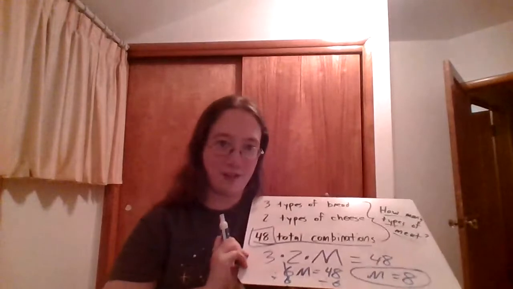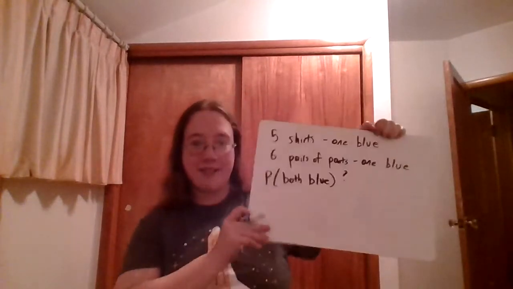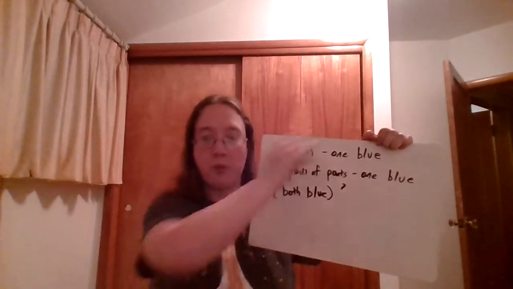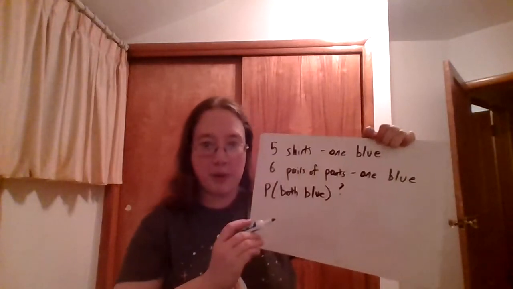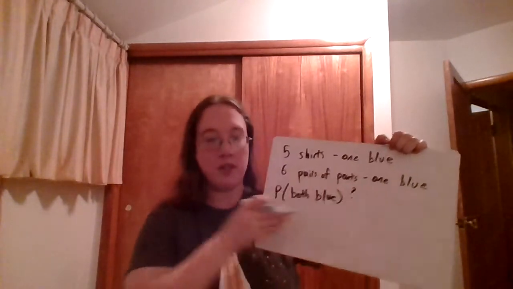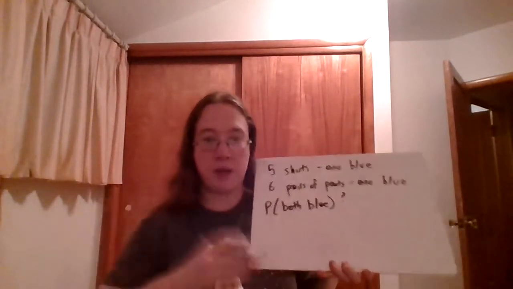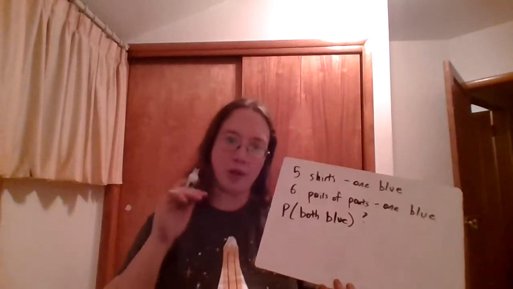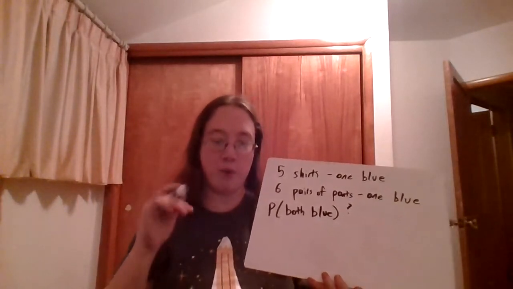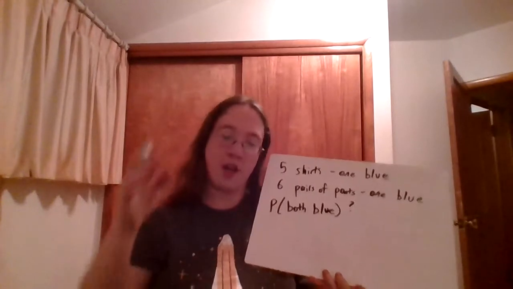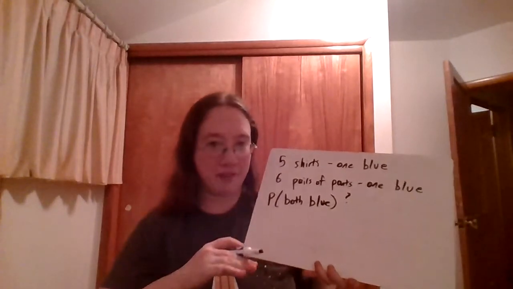Alright. Now, the last thing that's going on is we're going to throw that probability thing back into the mix. So far we've just been looking for how many different kinds of this do I have. Now we're going to throw probability back in. And let's say I've got 5 shirts, and one of them is blue. And I have 6 pairs of pants, and one of them is blue. And if I'm choosing a shirt and a pair of pants at random, I want to know what are my chances of ending up with both of my things being blue. So I've got blue shirt and blue pants.